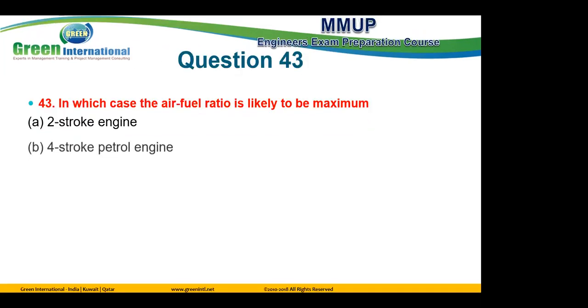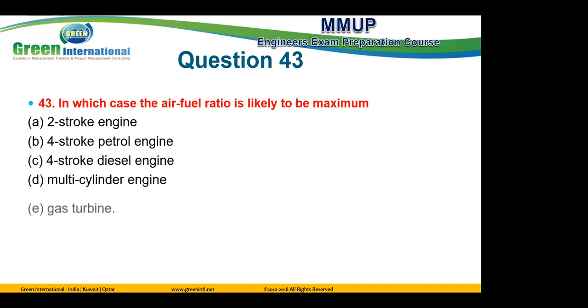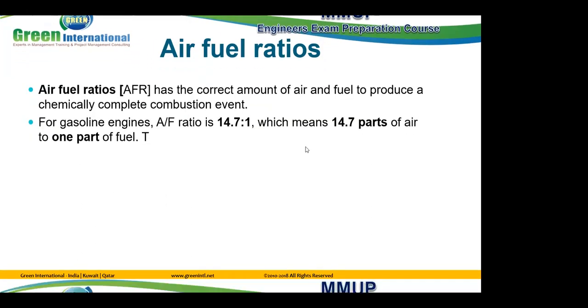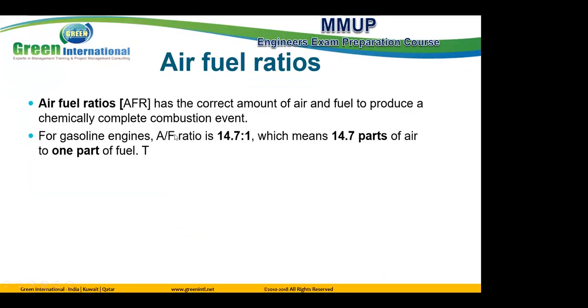In which case is the air to fuel ratio likely to be maximum? No, it is maximum for a gas turbine. Here is the definition of the air to fuel ratio: it is the amount of air and fuel needed to produce complete chemical combustion.